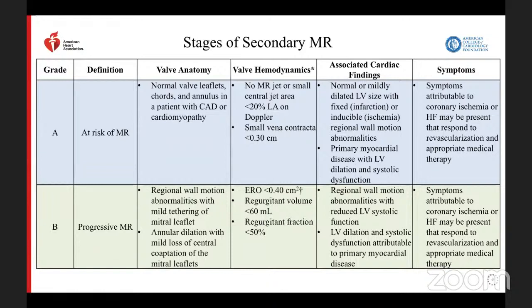Stage B, progressive secondary MR. Usually we have regional wall motion abnormalities with mild tethering of the mitral leaflet and annular dilatation with mild loss of central coaptation of the mitral leaflets. For valve hemodynamics, the effective regurgitant orifice area will be less than 0.4 centimeter square, the regurgitant volume less than 60 ml, and the regurgitant fraction less than 50%. The associated cardiac findings, usually we have regional wall motion abnormalities with reduced LV systolic function and LV dilatation and systolic dysfunction attributable to primary myocardial disease, and the symptoms also attributable to coronary ischemia and heart failure that may respond to revascularization or appropriate medical therapy.